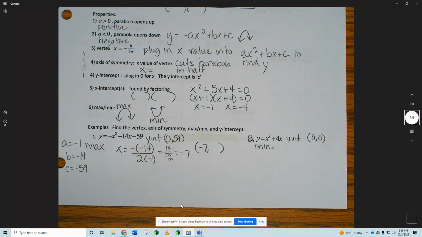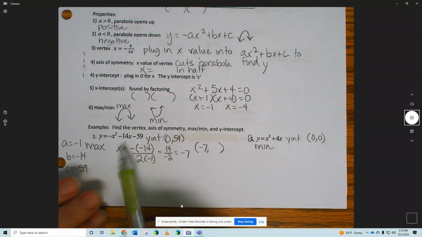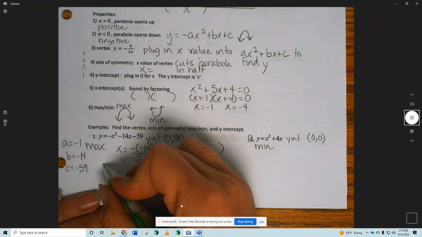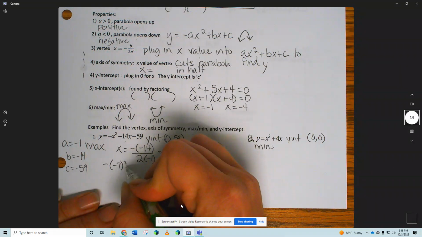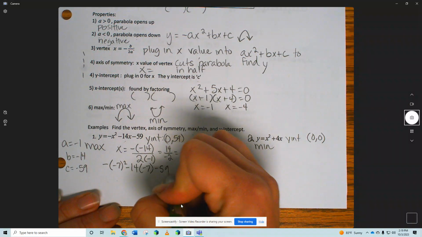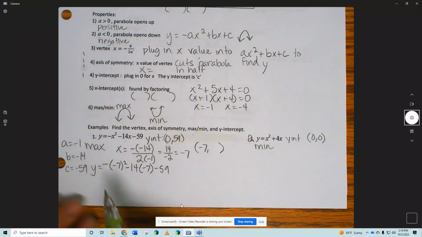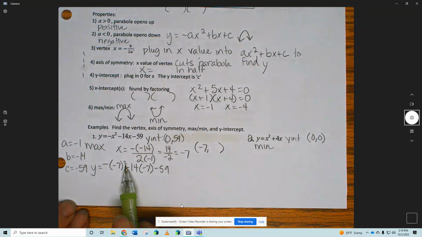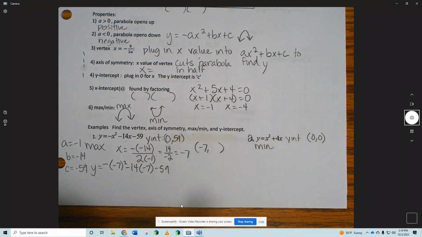That's my x value. How do I find my y value? What do I do if I want to know my y value for this formula? Plug in x. Plug in the negative 7. I'll do it for you guys because these numbers are kind of hard, I'll use my calculator. Y equals negative 7 squared minus 14 times negative 7 minus 59.